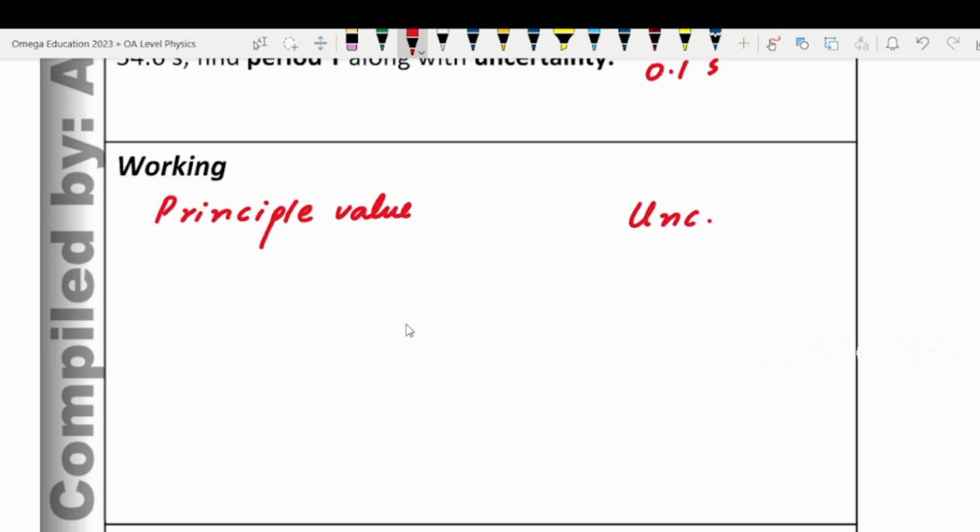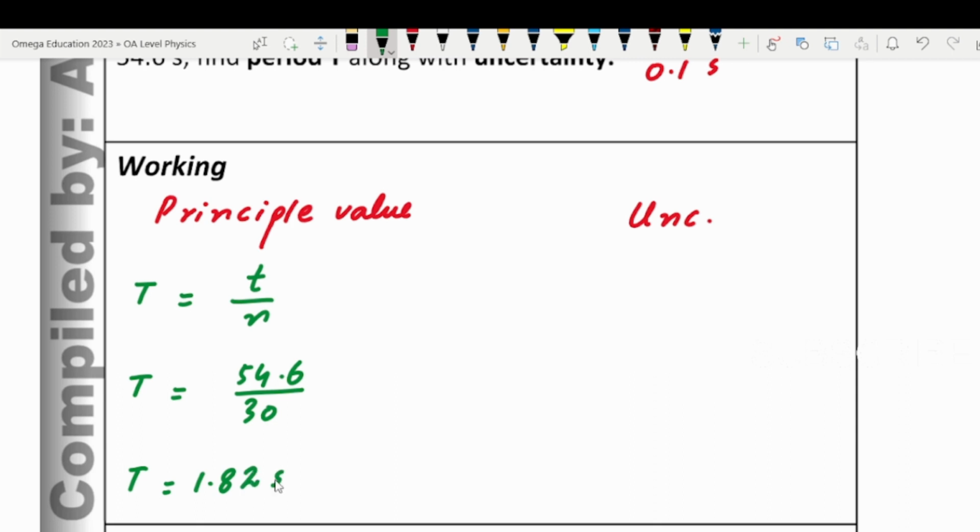So let us find the principal value. In order to find the time period, what we have to do is divide the total time by the number of oscillations. Capital T stands for the time period, small t stands for the total time. The total time was 54.6 and the number of oscillations were 30. So what do we get here? The time period of one oscillation would have been 1.82 seconds.